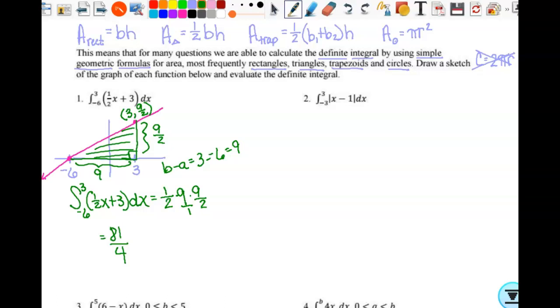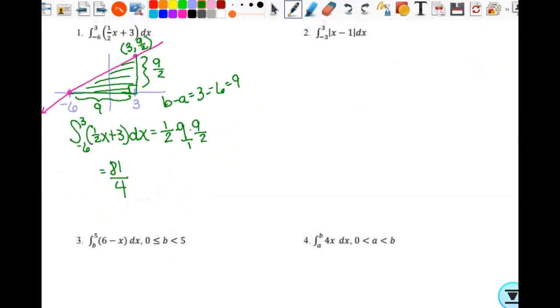All right, so let's look at number 2. I'm integrating from -3 to 3 of the absolute value of x minus 1 dx. So that means I want the area between this function and the x-axis. So I've got -3 and I've got 3. So let's think about this a couple of different ways here. Do you know what the absolute value function looks like? It looks like a v, right? So your parent function looks like this. This transformation means we did what?